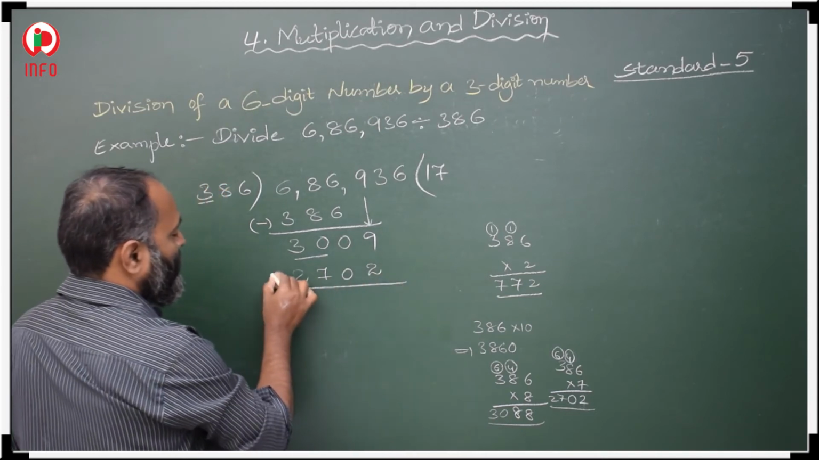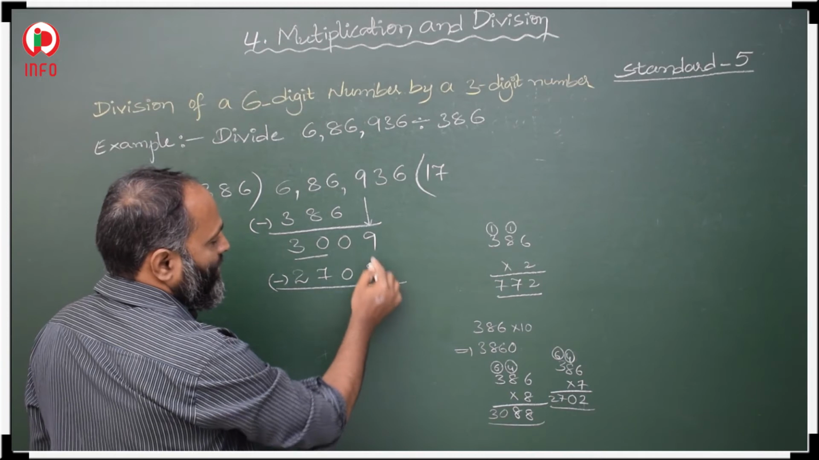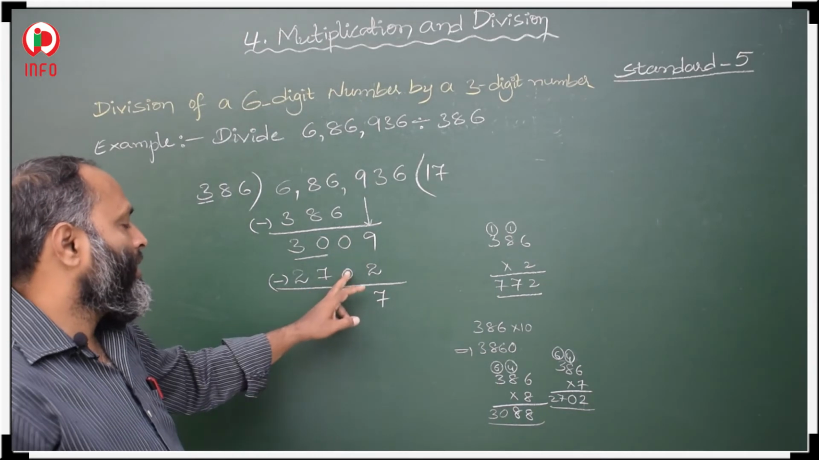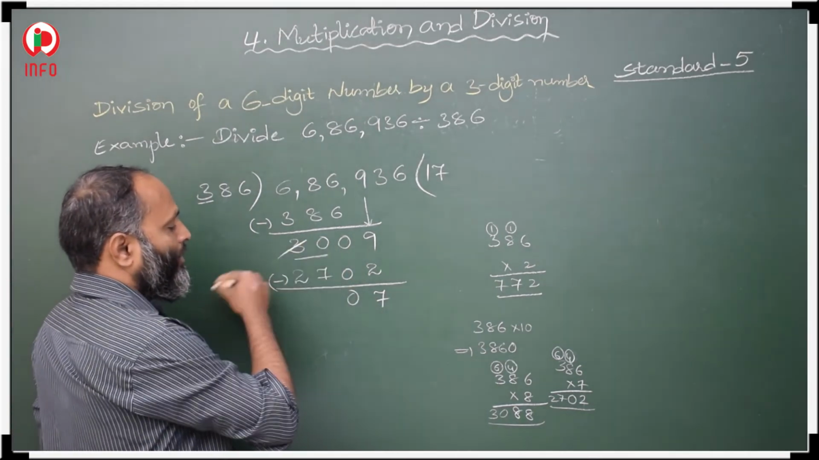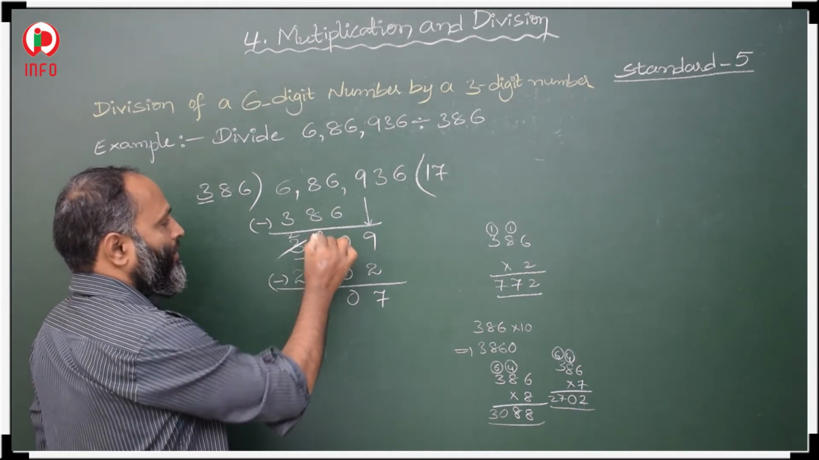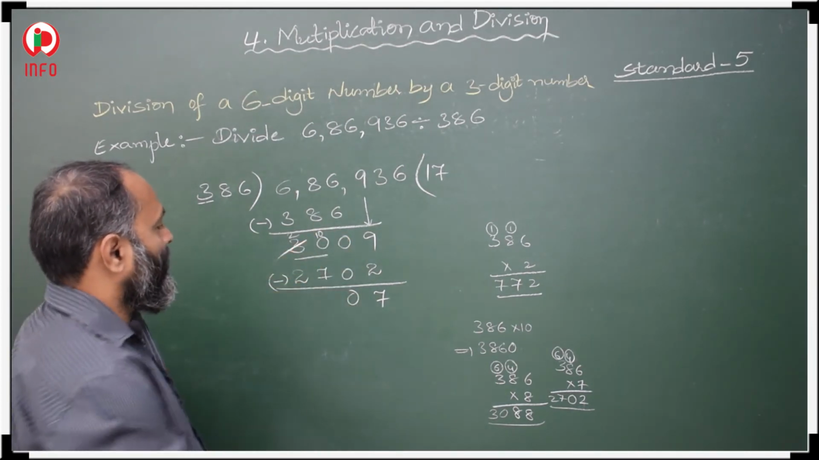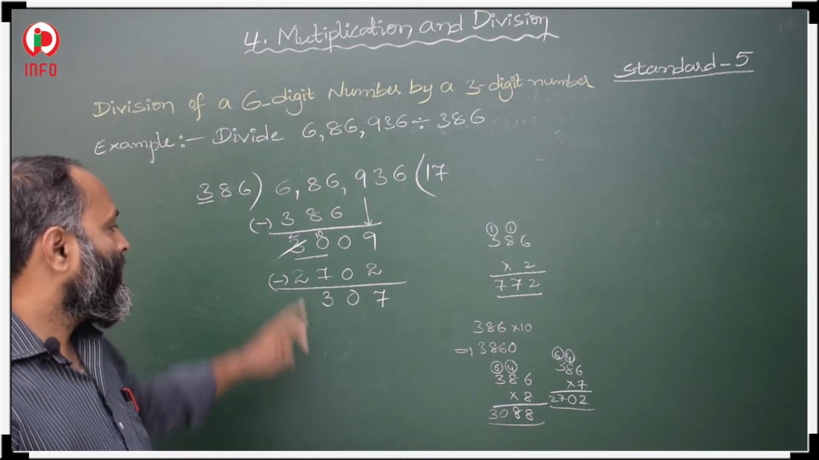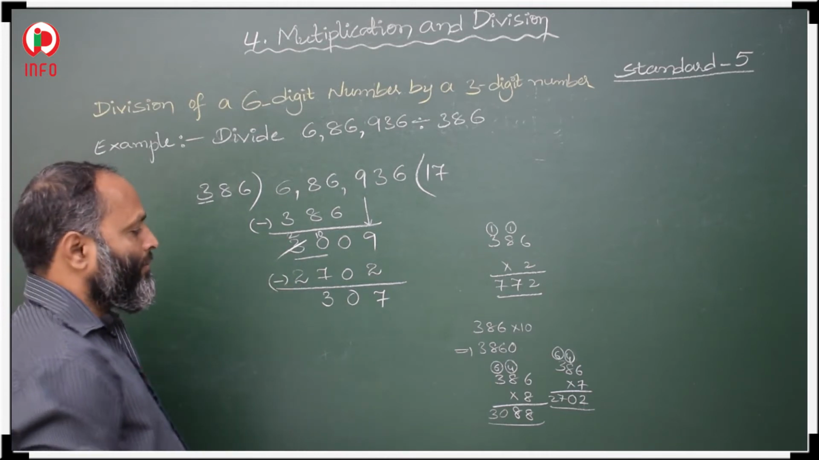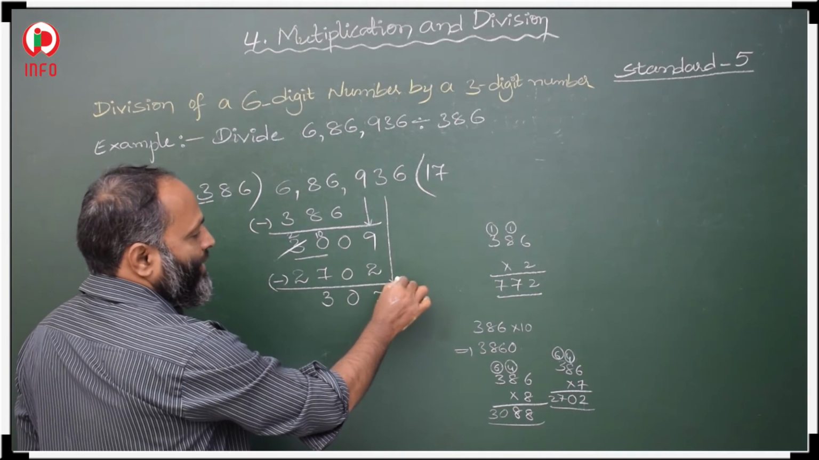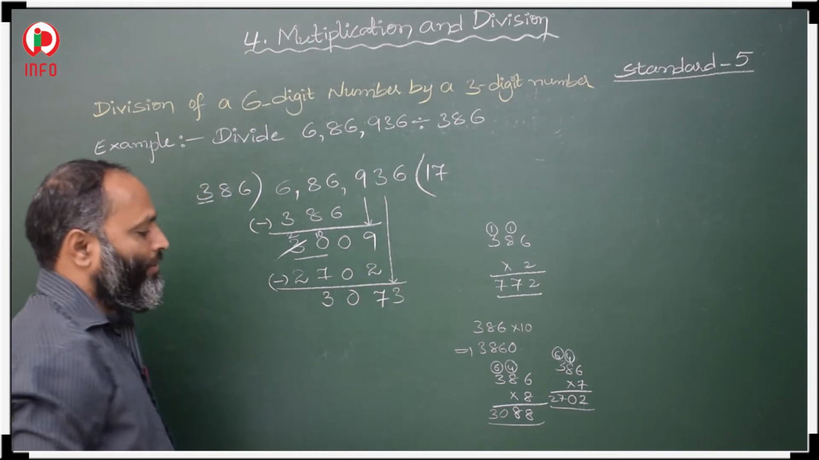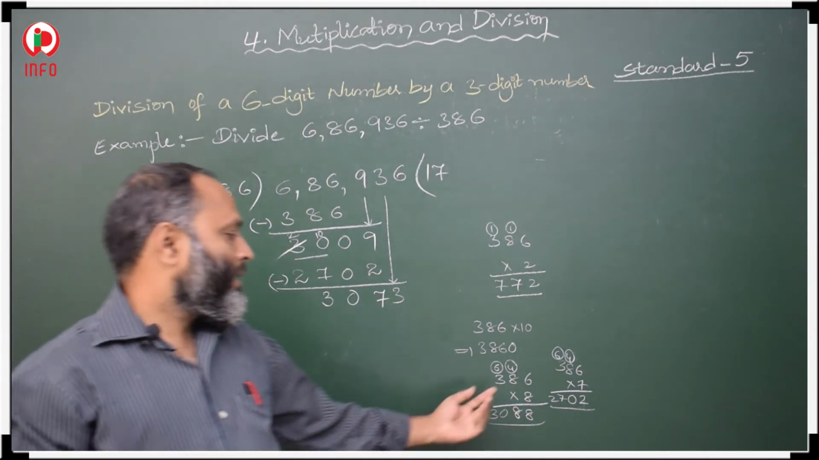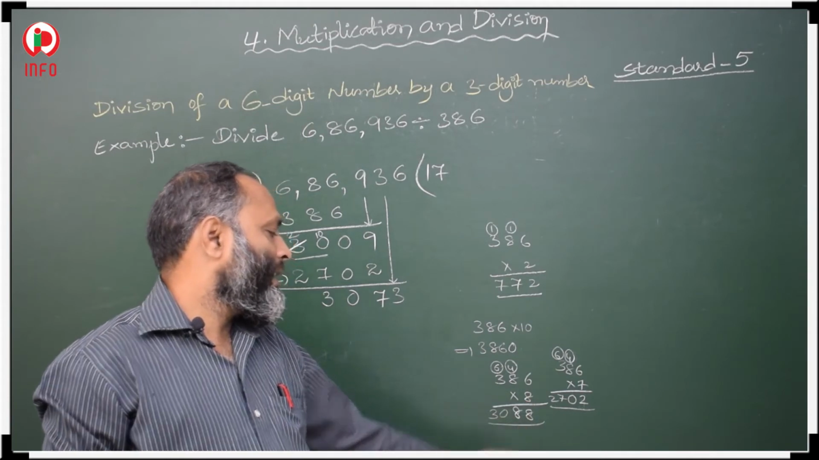Now minus. 9 minus 2 is how much? 7. 0 minus 0 is 0. Now borrow from here. Here 2, here 10. 10 minus 7, 3. Now 2 minus 2 is 0. No need to take. Again you have to copy the next number. Now what is your answer? 3073. Now you check. 386 8s are 3088 is there.